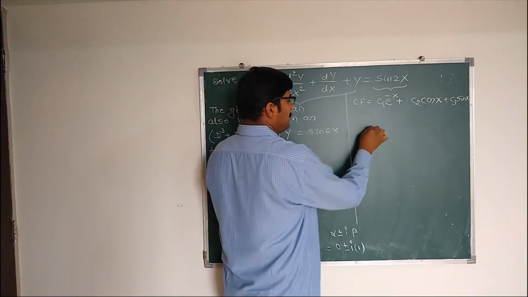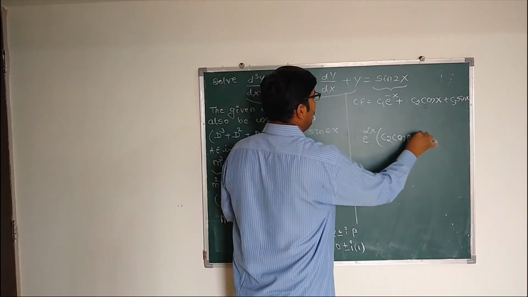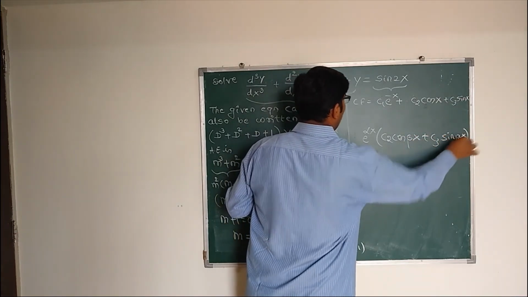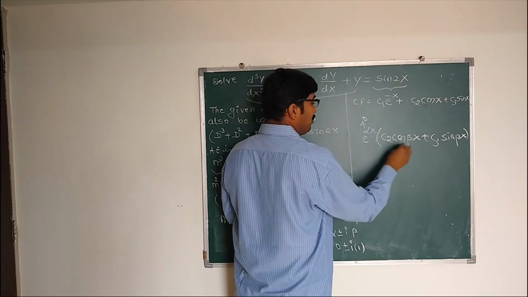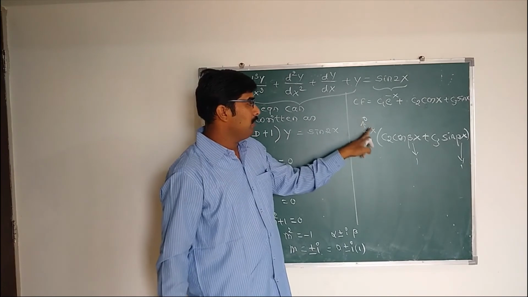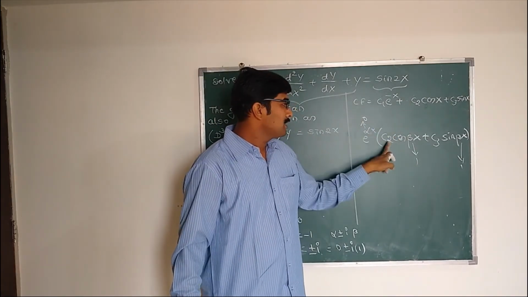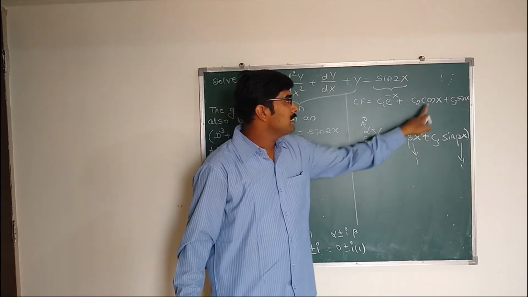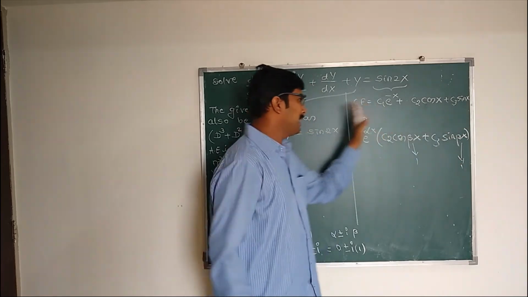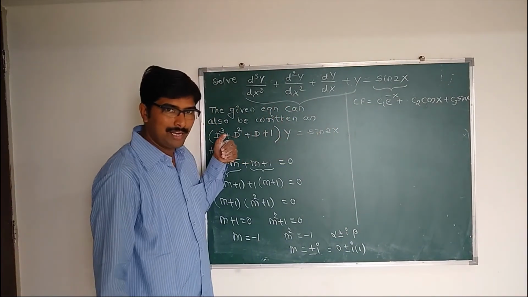Here the formula is e raised to alpha x into bracket C2 cos beta x plus C3 sin beta x, where alpha value is 0 and beta value is 1. e raised to 0 into x is e raised to 0 and e raised to 0 is 1, so I have not written it. C2 cos 1x is C2 cos x, C3 sin 1x is equal to C3 sin x. So this is the complementary function, which is the left hand side part.